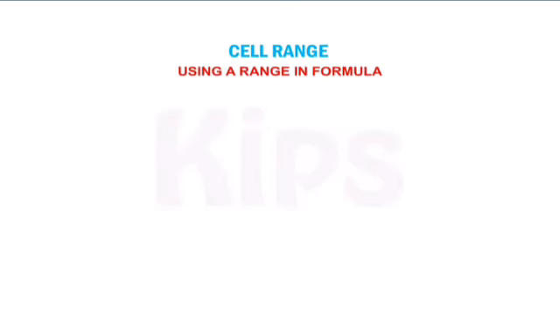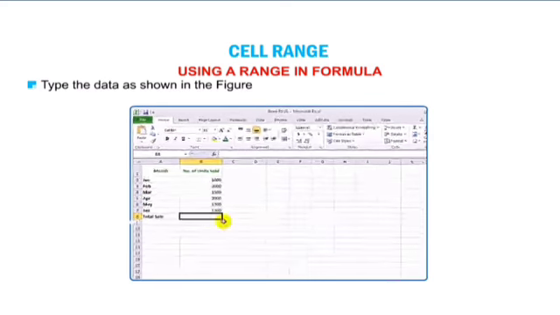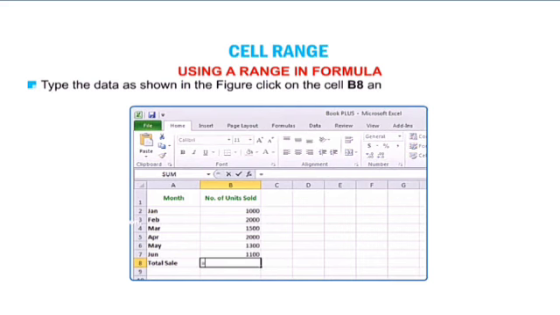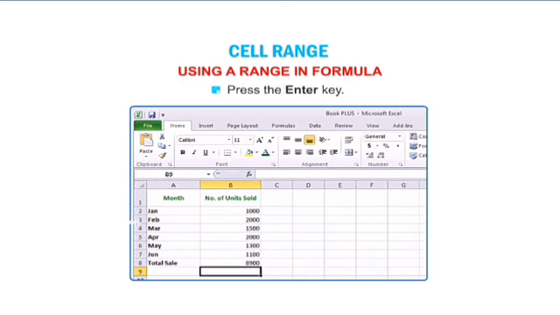Using a range in formula. Type the data as shown in the figure, click on the cell B8 and type the formula equal to SUM B2 colon B7. Press the Enter key. The total will be displayed in the cell B8.